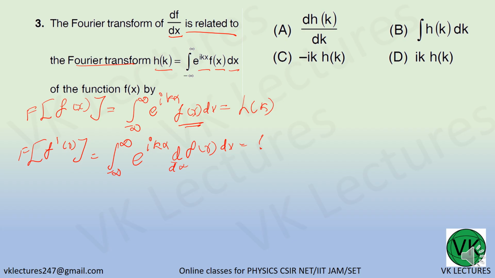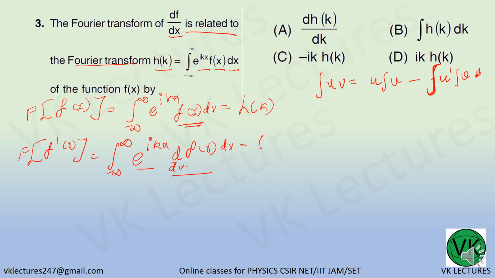Okay, now for that, the integral of uv is equal to u into the integral of v minus the integral of the derivative of u into the integral of v. This is what we have to use, integration of uv. Okay, now substitute this u and v. U equal to e power ikx and v equal to d by dx of f of x.